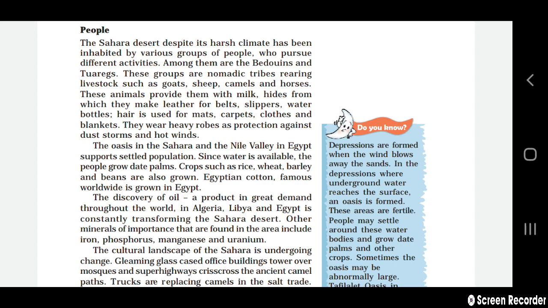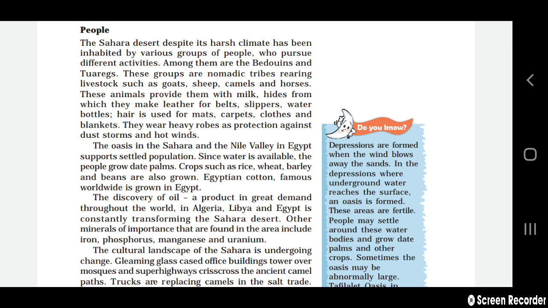The Sahara Desert, because of its harsh climate, with very high temperatures in the morning of 50 degrees Celsius, has been inhabited by various groups of people. Even with its harsh climate, various groups live in the Sahara deserts and do different activities. Among them are the Bedouins and Tuaregs.